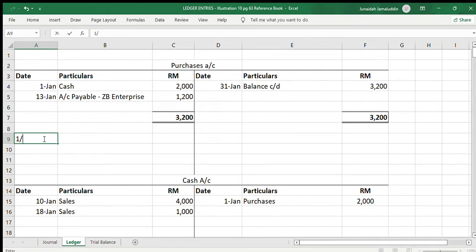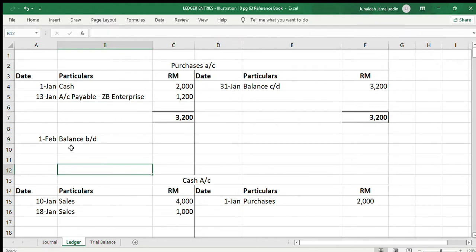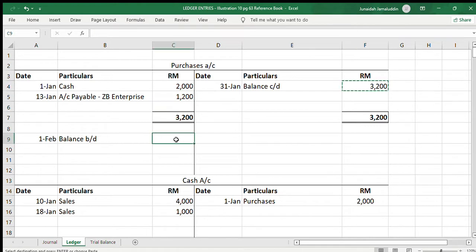First February. So di sini kita tulis balance brought down. We have to write balance brought down sebab balance brought down ni maksudnya balance yang kita bawa daripada bulan sebelumnya lah, bulan Januari, right? So balance BD kita adalah 3,200 ni. So madam boleh copy paste letak kat sini. Okay, alright. So this is how we balance off the ledger accounts, alright?